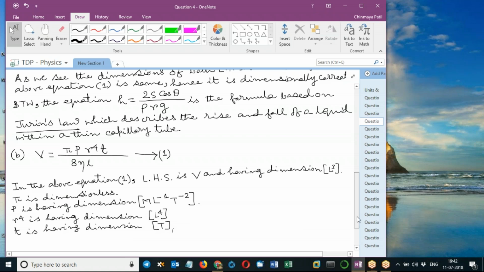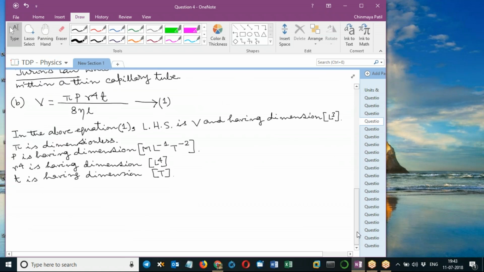Next one is coming the coefficient of viscosity. That is a very important topic, because you do not know this thing as of now. You know what is coefficient of viscosity? I am writing it down so that you can also read along, and you will get the idea.